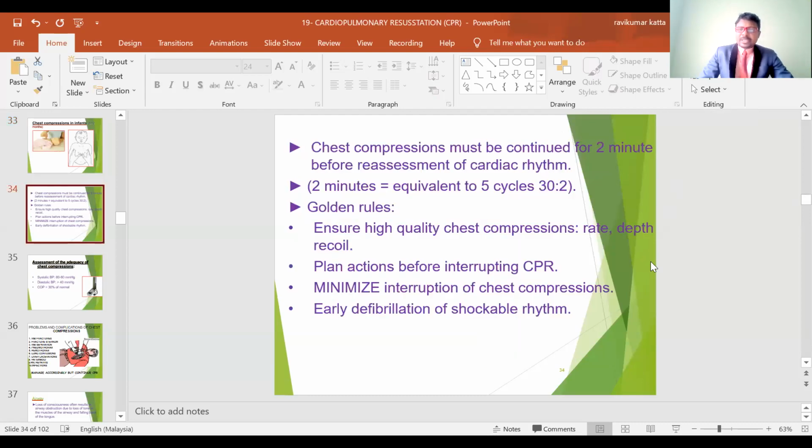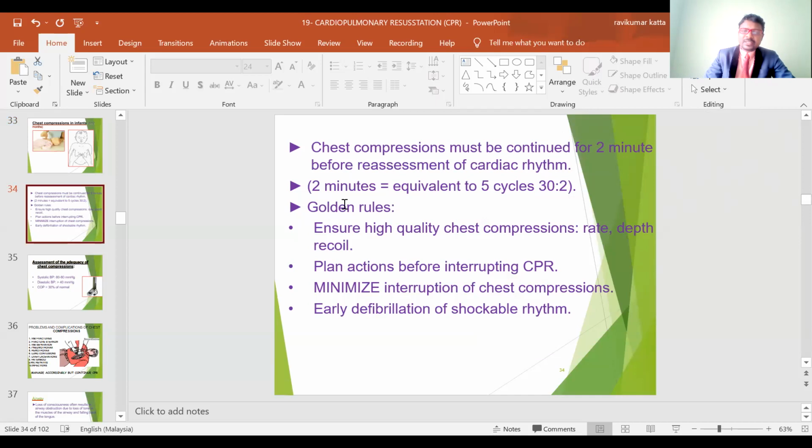The chest compression must be continued for 2 minutes before the reassessment of the cardiac rhythm. So we have to continue for 2 minutes. Each set, at least, we have to give 30 compressions and also 2 breaths. That means at least 120 compressions in 1 minute, which is 4 cycles in 1 minute. So in 2 minutes, we have to give 8 cycles.